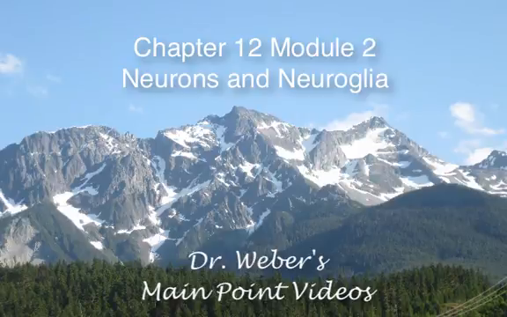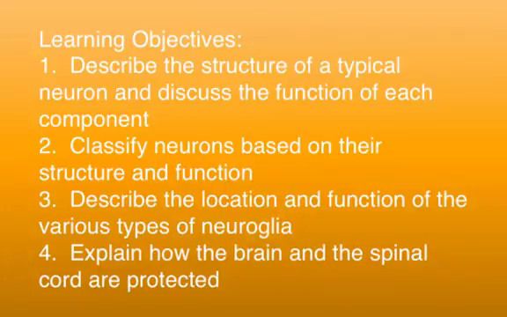This is Chapter 12, Module 2, Neurons and Neuroglia. The learning objectives of this module are: 1. Describe the structure of a typical neuron and discuss the function of each component. 2. Classify neurons based on their structure and function. 3. Describe the locations and functions of the various types of neuroglia. And 4. Explain how the brain and the spinal cord are protected.